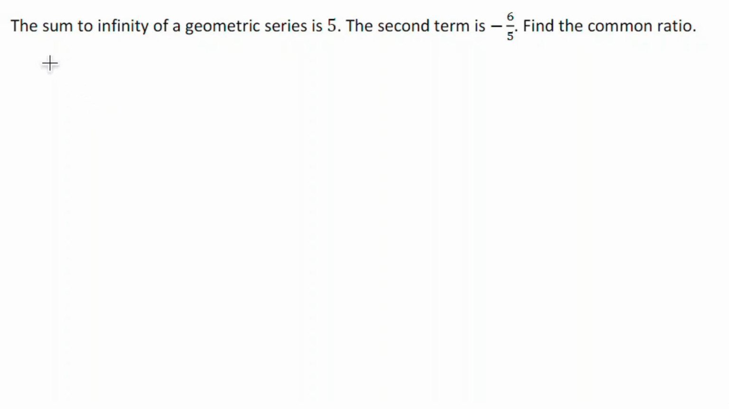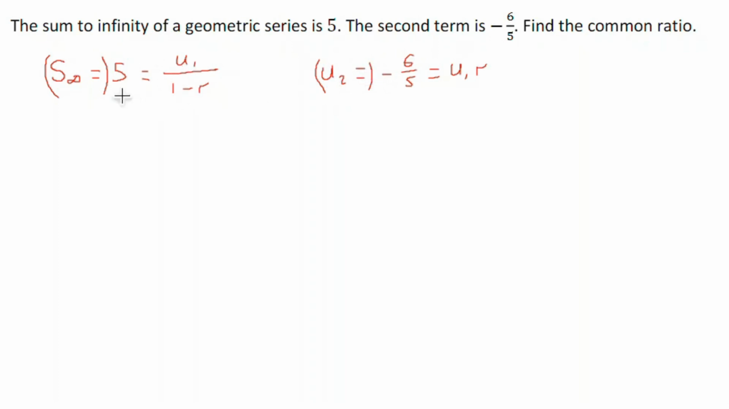Well, let's start by writing down what we know, which is the sum to infinity is equal to 5, which using the formula is u1 divided by 1 minus r. We also know that the second term, u2, is equal to minus 6/5, and using the formula for un, that is equal to u1 multiplied by r.